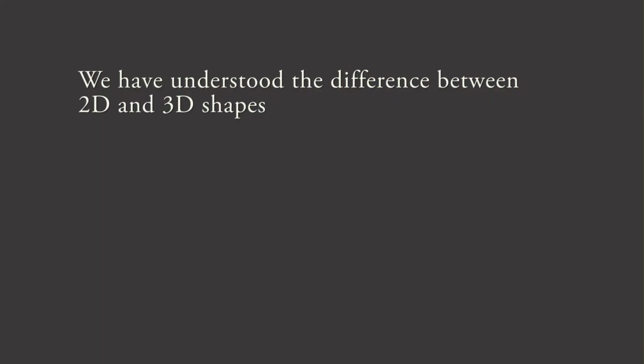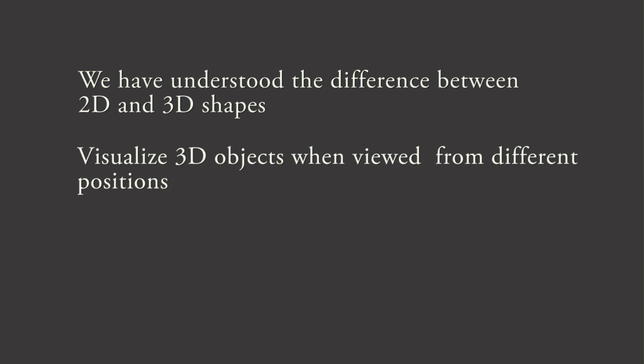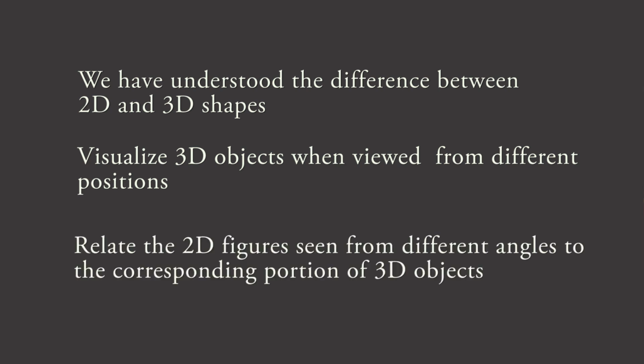Before we conclude this lesson, let us try to recapitulate what we have learned today. We have understood the difference between 2D and 3D shapes. Also, we tried to visualize 3D objects when viewed from different positions. We also related the 2D figures seen from different angles to the corresponding portion of the 3D objects.